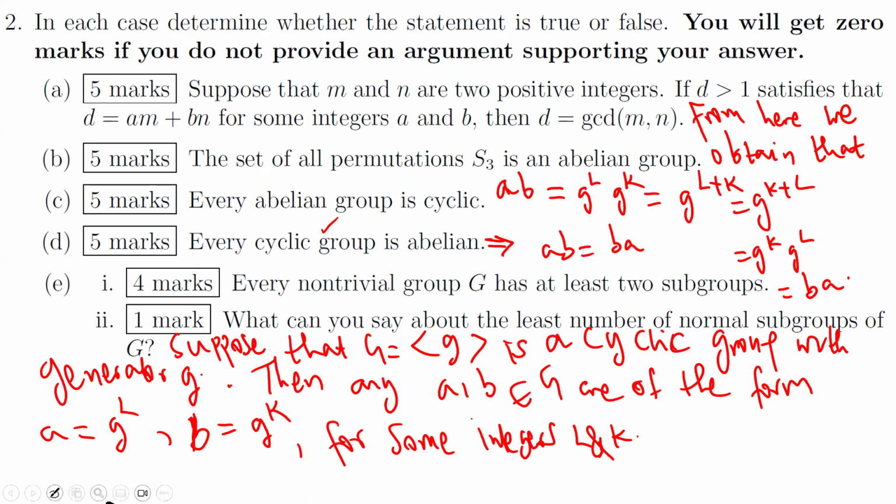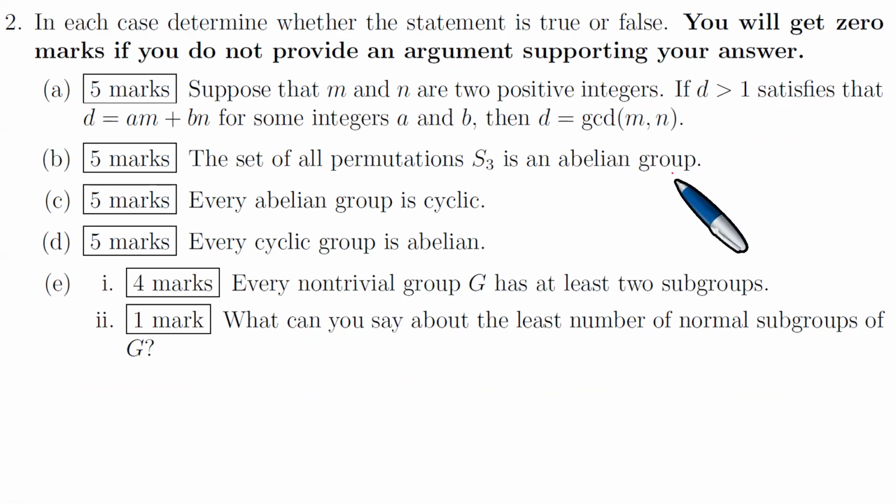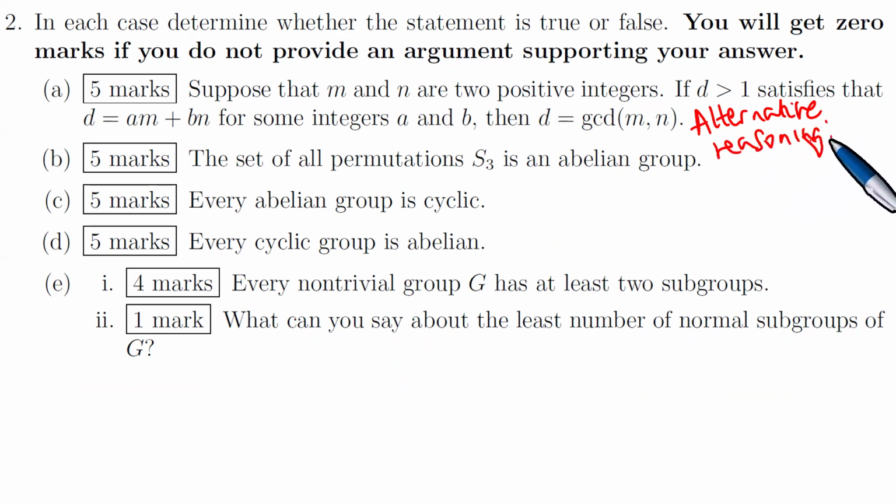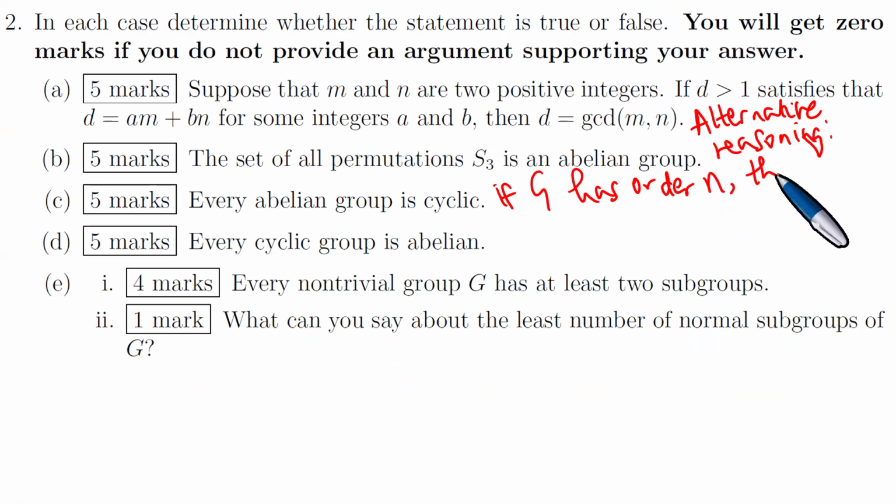However, this is not the only way to reason. Let's take a look. There is an alternative reasoning. If G has order n, then G is isomorphic to Zn.